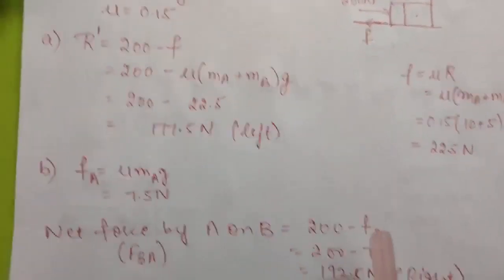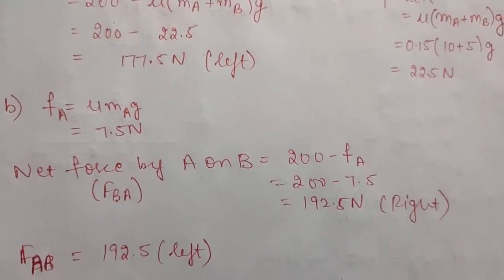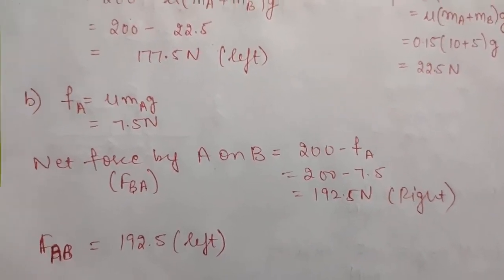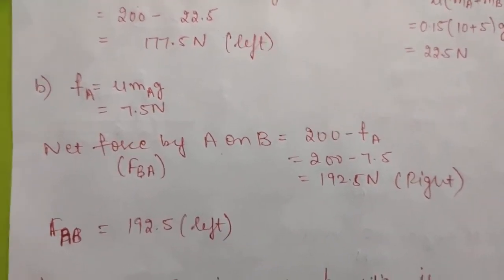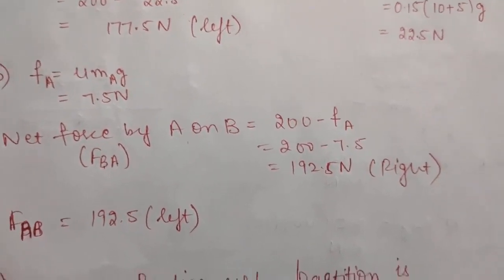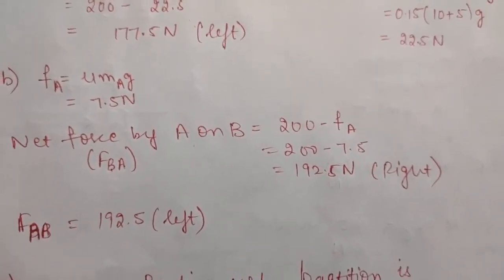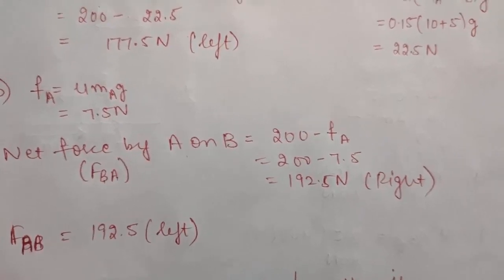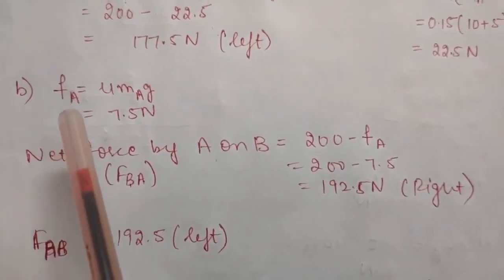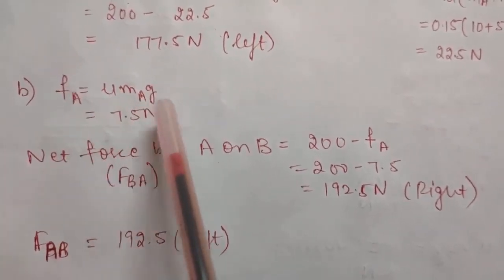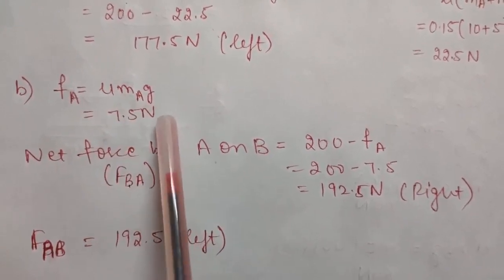Okay. The second part says what are the action reaction forces between A and B. To calculate action reaction forces between A and B, first of all let us calculate the force of friction on block A. For calculating force of friction on block A, mu mg. Solve it, you will get 7.5 Newton.